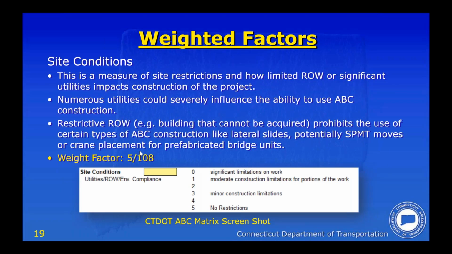Site conditions. This measures a function of what we're dealing with here: a constrained site, perhaps with significant utilities or limited right-of-way space, buildings that may not be able to be acquired for siting of cranes necessary for the larger, heavier picks we might have, or potentially SPMTs or lateral moves that we might be looking at for an ABC. So for this factor, we put a 5 over 10.